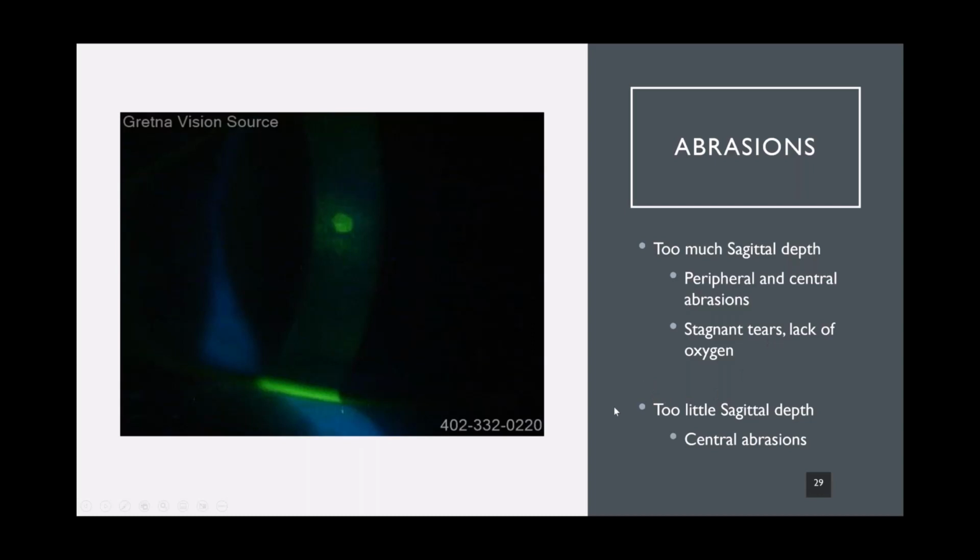I would say more commonly, you're going to see central abrasions with too little sagittal depth, a lens that's too flat. Usually that's not going to be too big of a problem with a lot of our low to moderate myopic fits. But if you're really trying to remold somebody's cornea who's got a really high prescription, let's say they're a -8 or a -10, you're really outside some of the FDA approvals there. So you're really doing some off-label work, which is not necessarily a bad thing, but you do have to be more cautious with those fits.